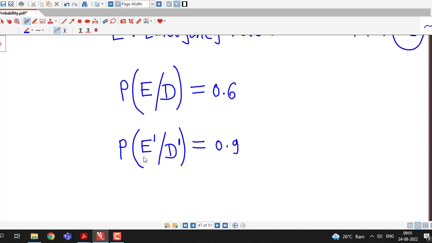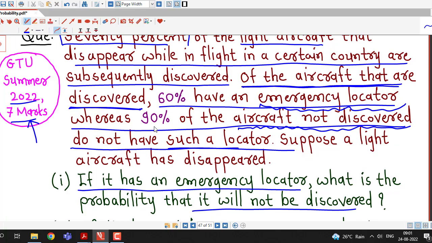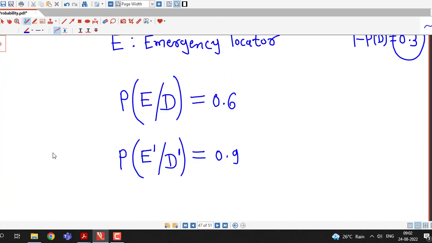This 0.9 is the probability that the aircraft does not have an emergency locator, given that the aircraft is not being discovered. You can understand from this that 90% of the aircraft not discovered do not have such a locator. That is, 90% of the aircraft not discovered, that is D dash, do not have an emergency locator, that is E dash. So D dash occurs first, and the probability of E dash given D dash is given as 0.9, and this is given information.